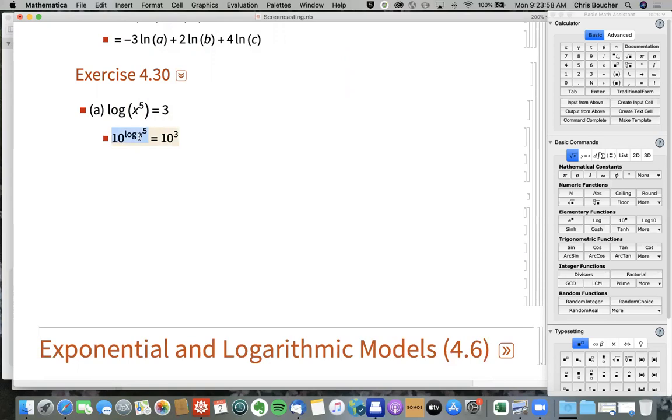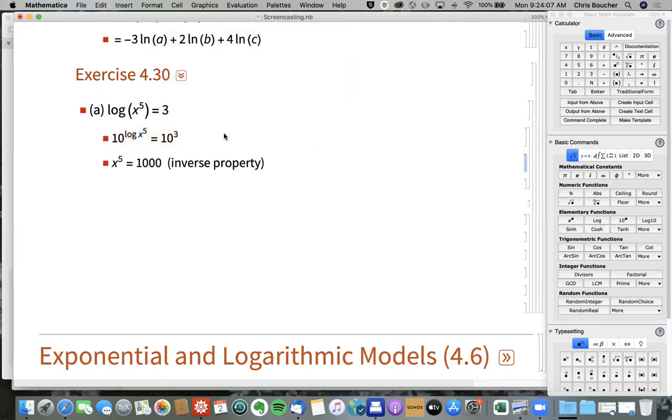Now on the left, the benefit is that 10 to the log base 10 undoes, they undo each other, and I just get x to the 5th. 10 cubed, of course, is 1,000. That's where that comes from. And now I have this equation.